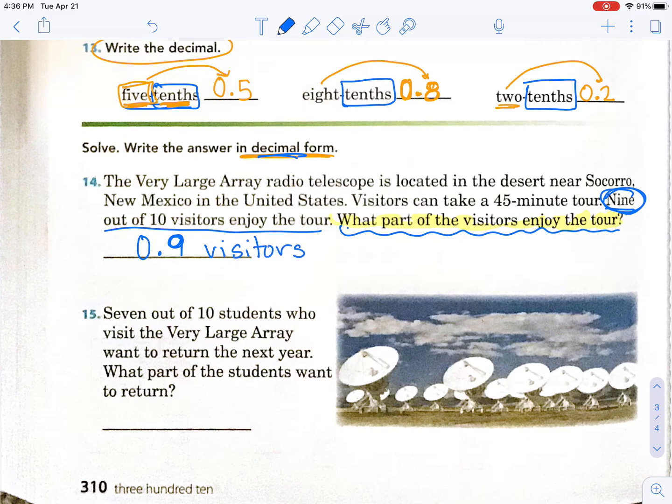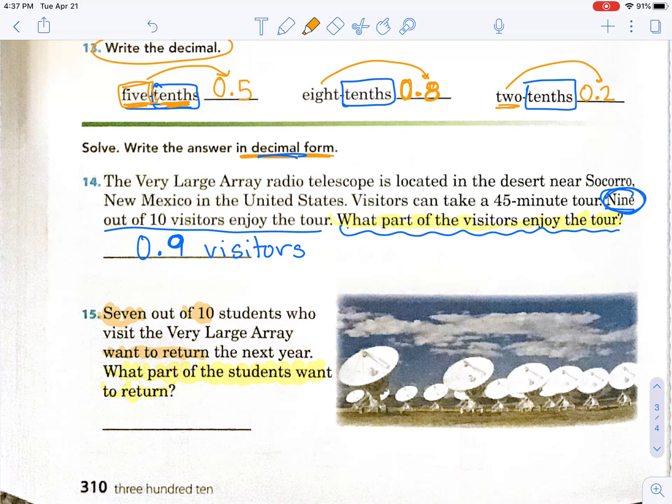Okay. 7 out of, let's look at 15. 7 out of 10 students who visit the very large array want to return the next year. What part of the students want to return? Now, they could have tricked you, boys and girls. They could have said, what part of the students didn't want to return? And you would have gotten it wrong if you didn't read it. But thankfully, it says, what part of the students want to return? And it said right here, 7 out of 10 want to return.